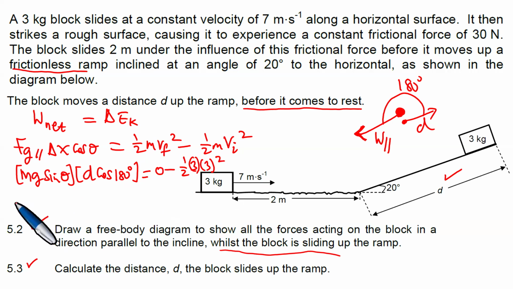What is the mass? The mass is 3 kilograms. The gravitational acceleration is 9.8 times the sine of 20 degrees. What is the D? D remains D. We're looking for it.